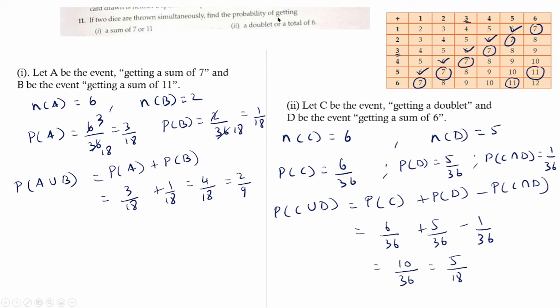So the probability of getting a doublet or a total of 6 is 5 by 18. Next question, in a class 11 of a school, 40% students are punctual and 30% students are regular. 10% of students are both punctual and regular. If a student is selected at random from the class, find the probability that he will be punctual or regular or both.